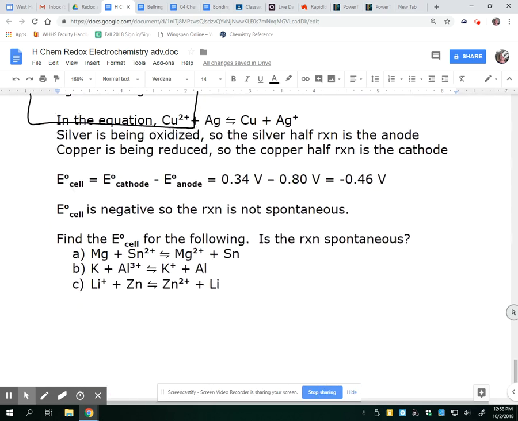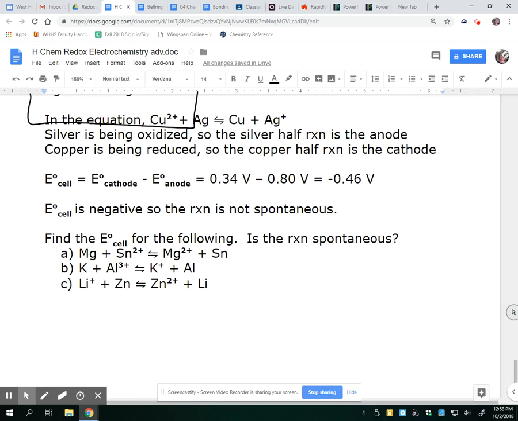All right, what I would like for you to do is you should have access to the reduction potentials. If you can print those out or just have them pulled up on another screen, I would like for you to try these three. So go ahead and pause this screencast so that you can do that work, and then you can restart it and I'll give you the answers.